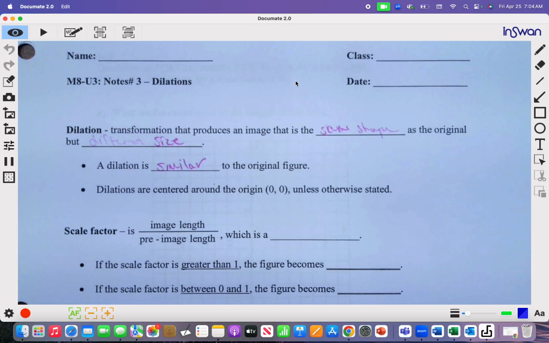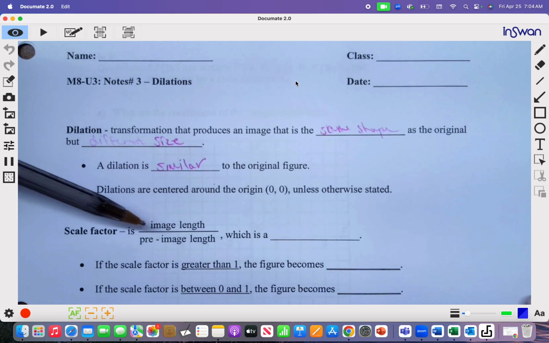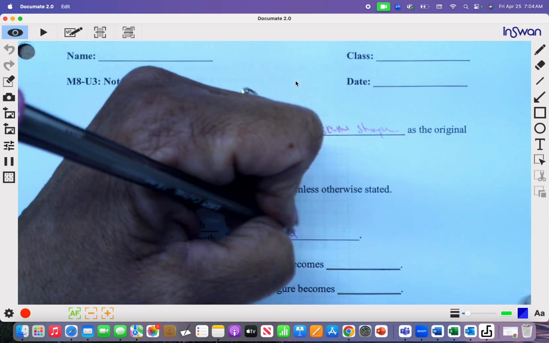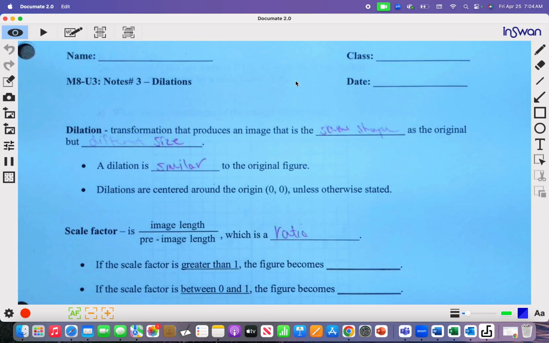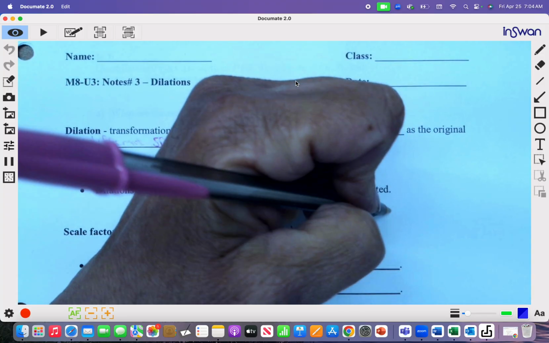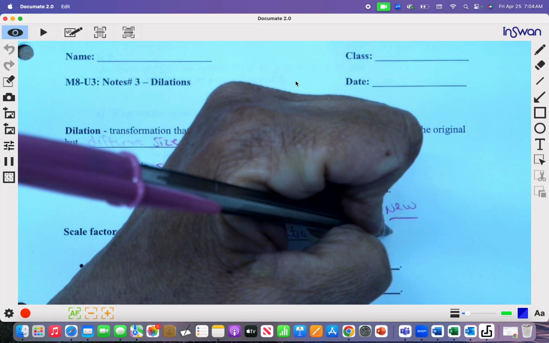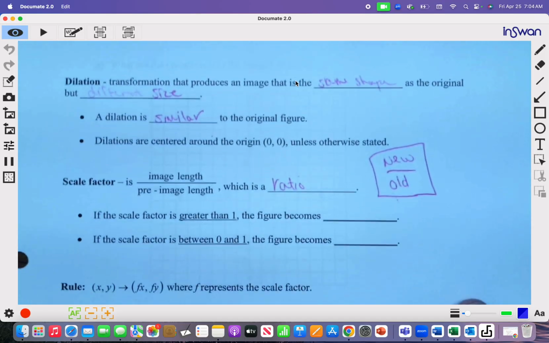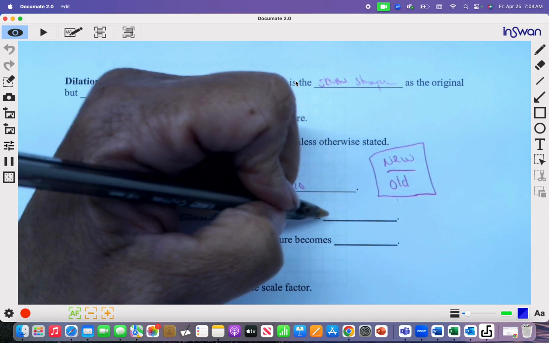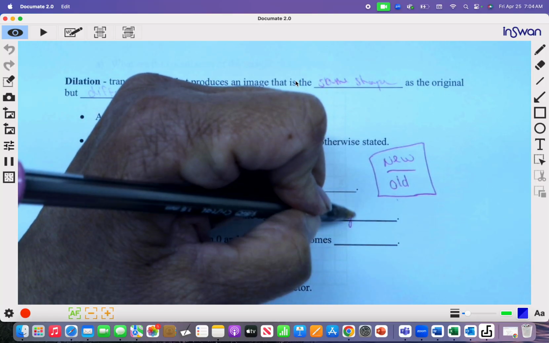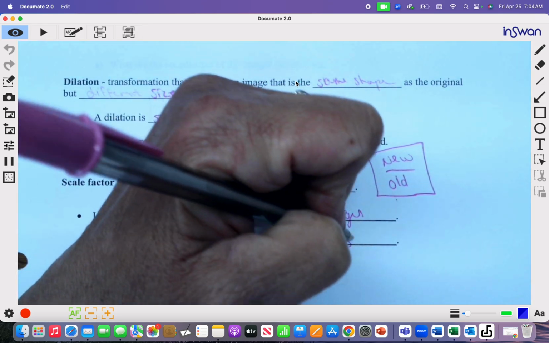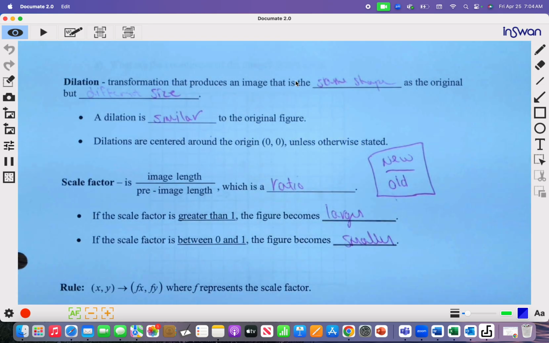So we have something called scale factor. Scale factor is basically the ratio of the image length to the pre-image length. We always think of it as how we're going to change the original. If we want to think of it in terms of new and old, it's the new over the old. That's how we get it. If the scale factor is greater than 1, the figure becomes larger. And if it's between 0 and 1, meaning a fraction or a decimal, it's smaller than the original.